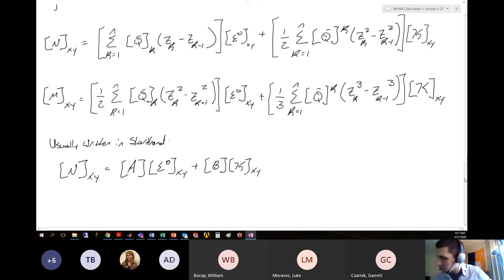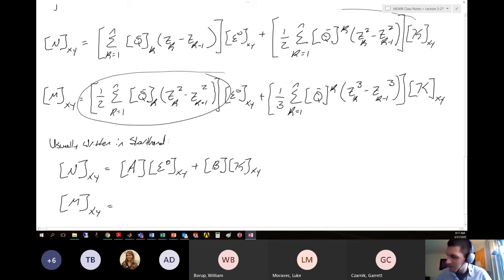We can do a similar thing for the moments. Here, the moments that are applied, xy, equals all this stuff here, which is the same as all of this stuff here.